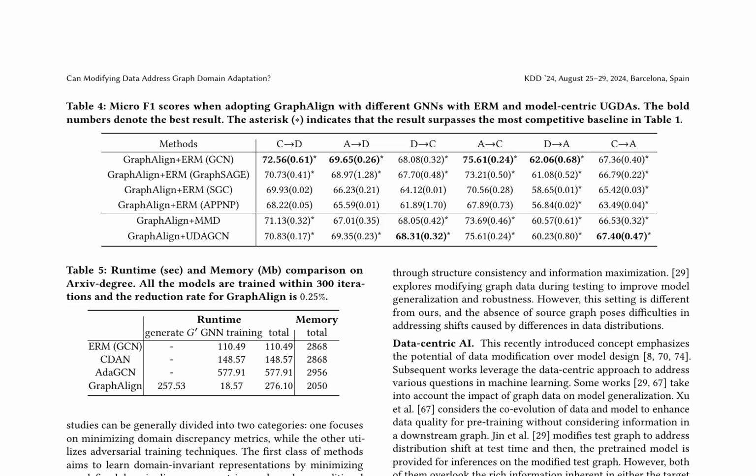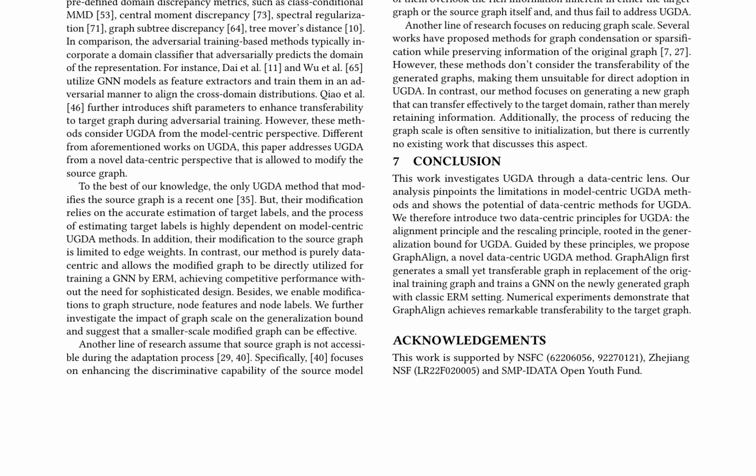This research introduces GraphAlign, a novel approach to unsupervised graph domain adaptation, UGDA, that focuses on modifying the source graph data to enhance transferability across different domains. GraphAlign aligns the source and target graphs by minimizing the discrepancy between their distributions and reducing the scale of the source graph, thereby making it more adaptable. This is achieved through 2 key principles: alignment and rescaling.